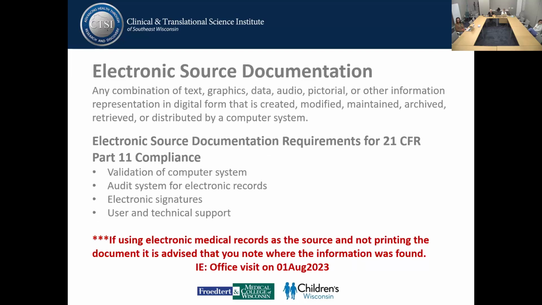Electronic source document. Pretty sure all of us know what this is. It's a combination of text, graphic, data, audio, pictorial, and other information in digital form that is either created, maintained, archived, retrieved, or distributed by a computer system. The electronic source documentation requirements for 21 CFR Part 11 are validation of the computer system, an audit system for electronic records, electronic signatures, and user and technical support, and fortunately, Epic has taken care of all these requirements.